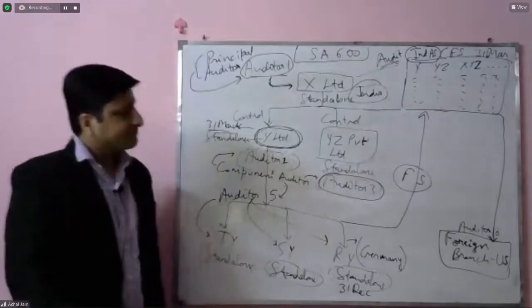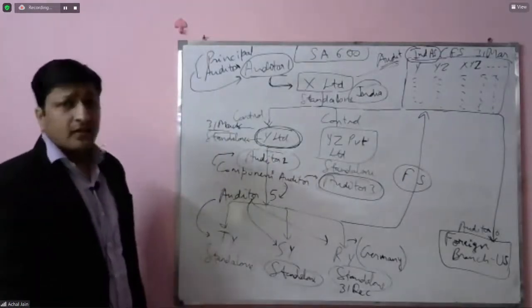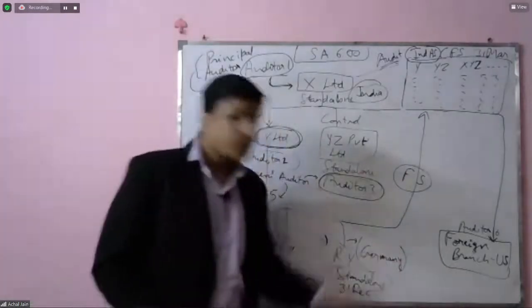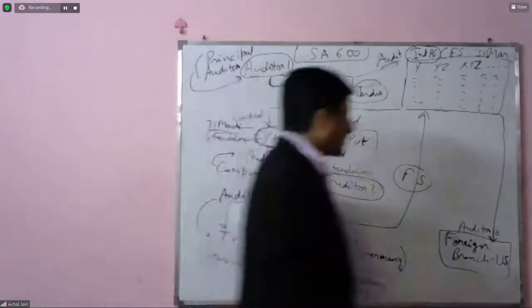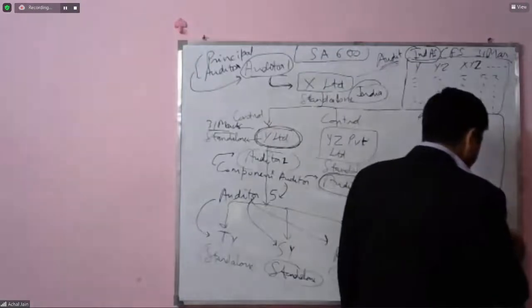Clear on this? Similarly, we can look at the case of this foreign branch. Now this foreign branch, let's suppose, is audited by Auditor 6.